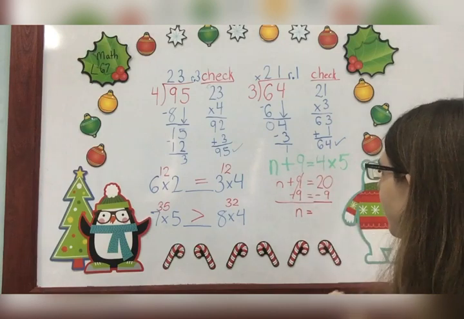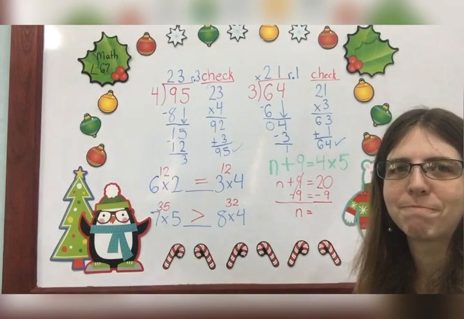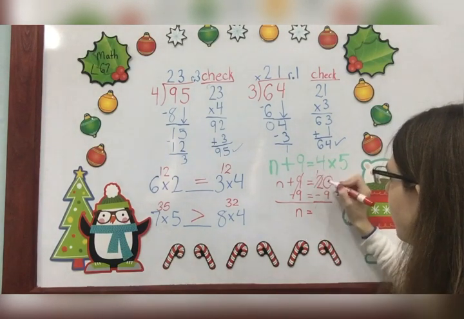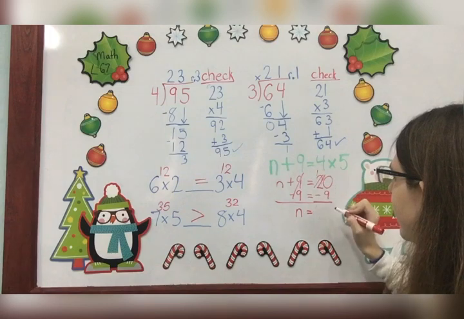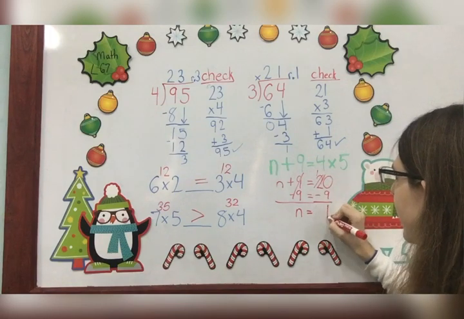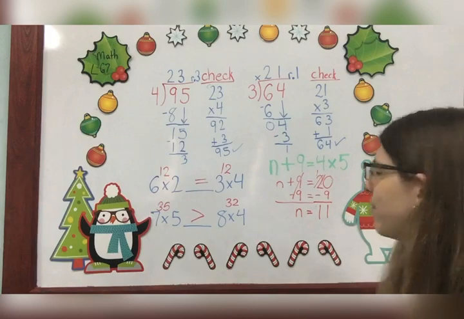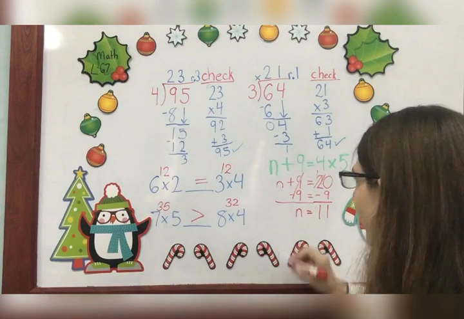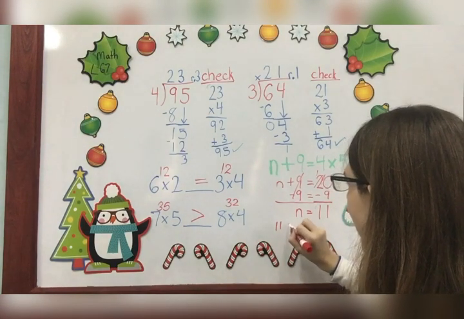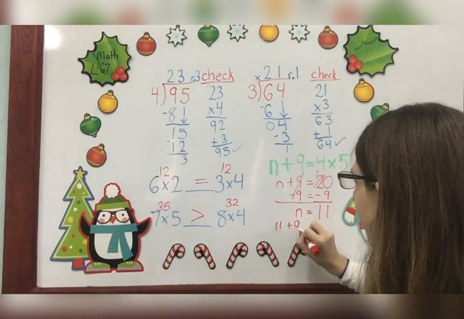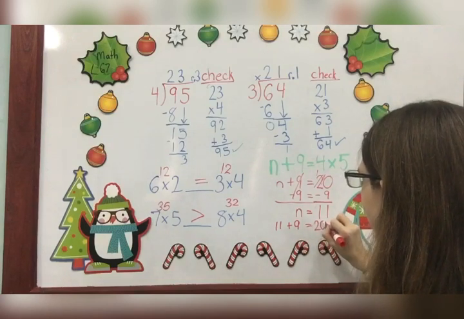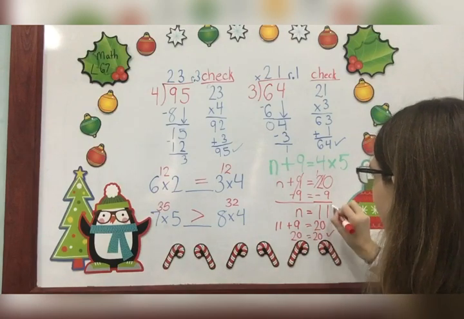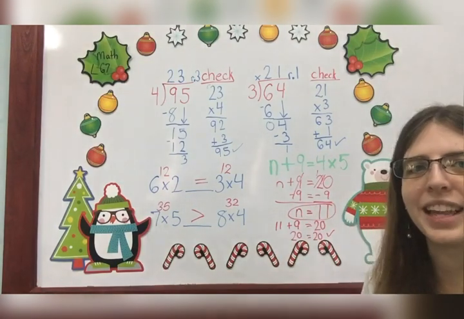It cancels out. 20 minus 9 is, well, borrow from the 2, leaves me with 1. Bring that 1 over here next to the 0, that makes 10. 10 minus 9 is 1. 1 minus nothing is 11. So n equals 11. To make sure I have the right answer, I need to check by putting 11 where the n used to be. So I have 11 plus 9 equals 20. 11 plus 9 is 20, so 20 equals 20, and n does equal 11.